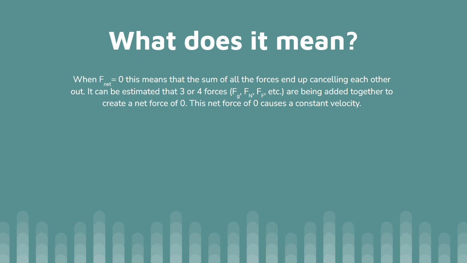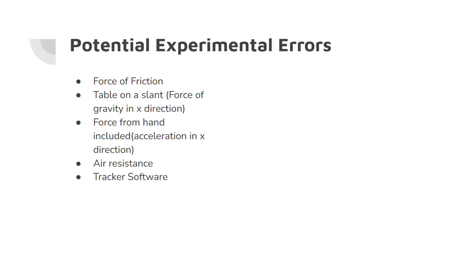And what does it mean when F net equals 0? This means that the sum of all forces ends up canceling out. In reality, we might have had 3 or 4 forces combining, and it might not have fully been 0: force of gravity in the x direction, force of gravity in the y direction, normal force, and force of friction, all being added up to create 0. And F net equals zero means a constant velocity. Potential experimental errors were the force of friction, the table being on a slant, force from the hand initially, air resistance, and the Tracker software.